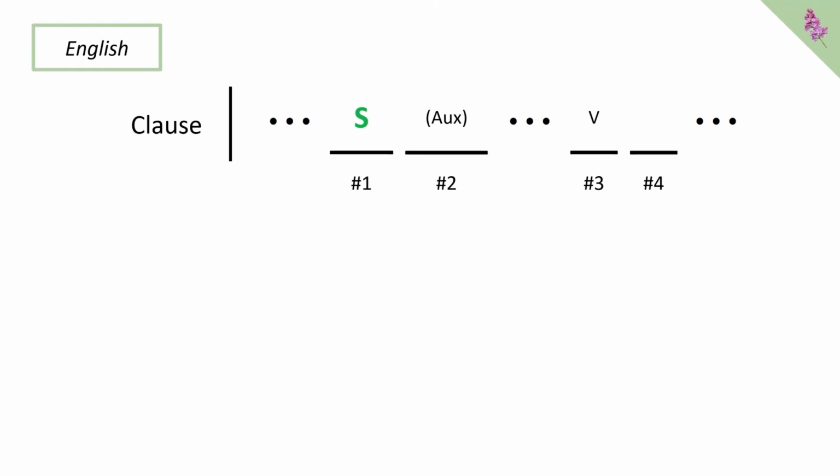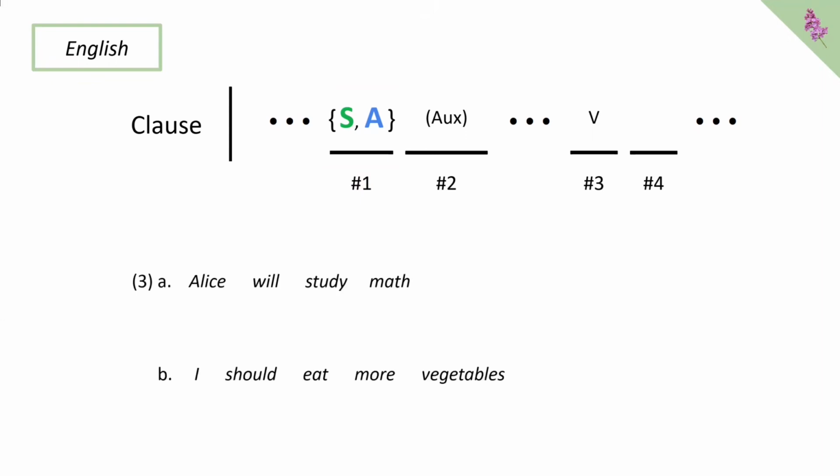However, s-arguments aren't the only things that can occupy position 1. A-arguments also take this position. Consider the following data. Alice will study math, and I should eat more vegetables. In 3a, the A-argument Alice precedes the position 2 auxiliary will. Moreover, in b, the A-argument I appears in front of should. Again, note that our ideas about English word order are valid even in clauses without auxiliaries.